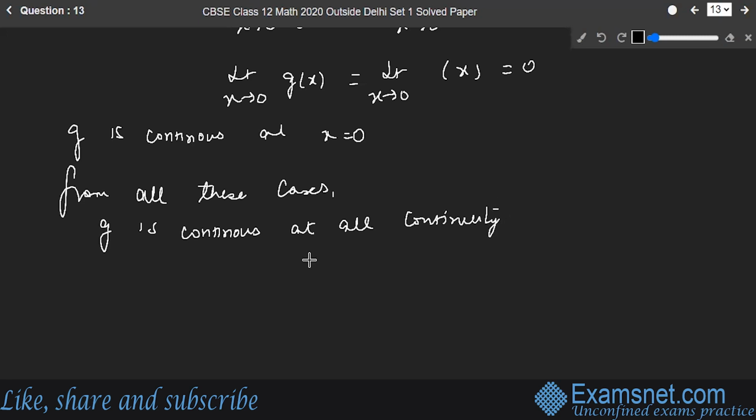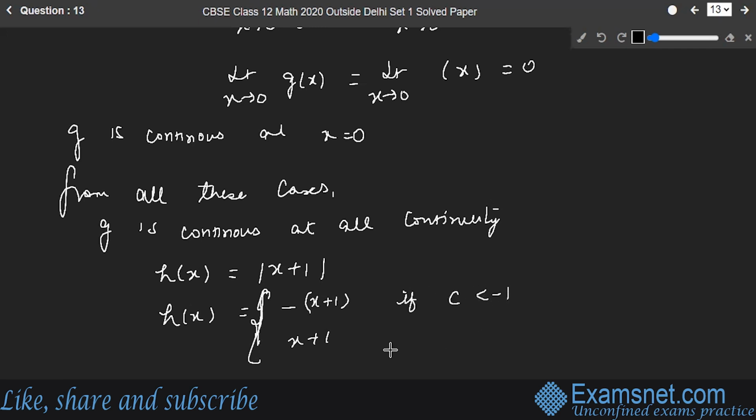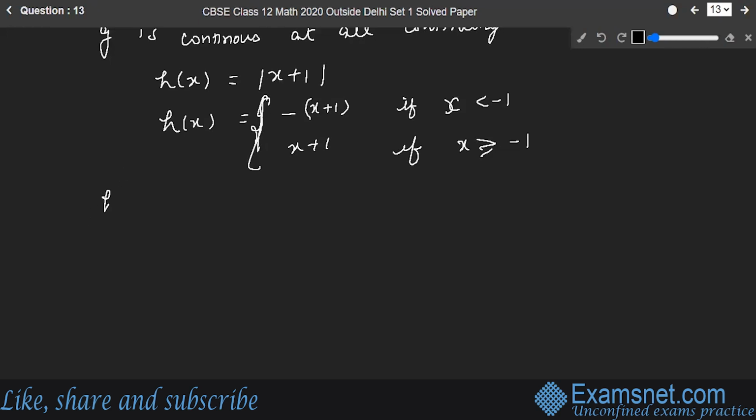So now let's move towards your h(x). h(x) was equal to mod of x plus 1. Now this can be written as h(x) is equal to minus of x plus 1 if x is less than minus 1, and plus of x plus 1 when x is greater than minus 1. Right. Now clearly h is defined for every real number.